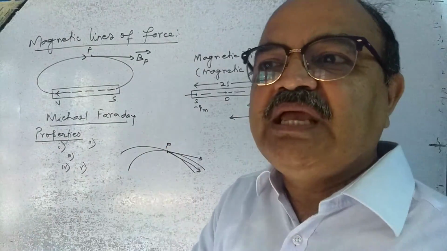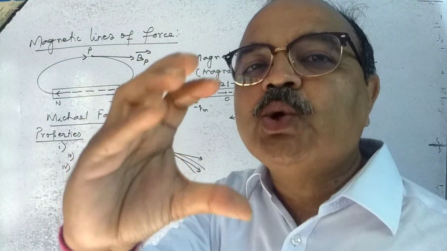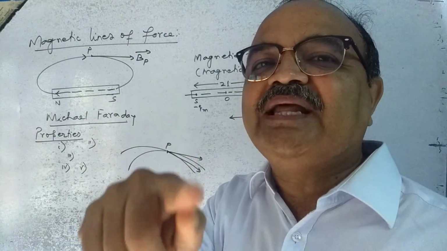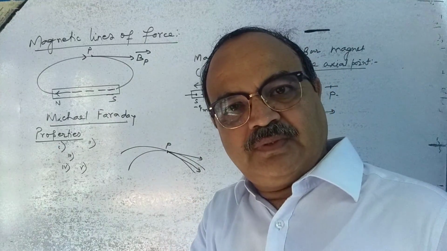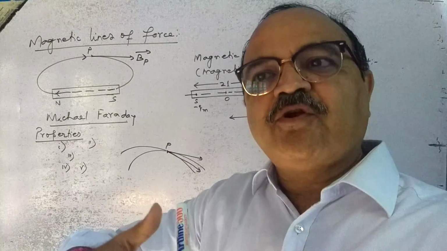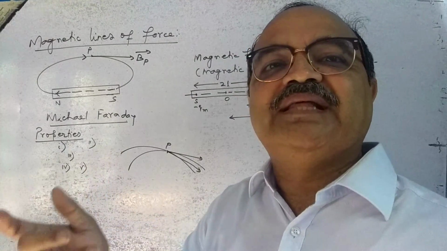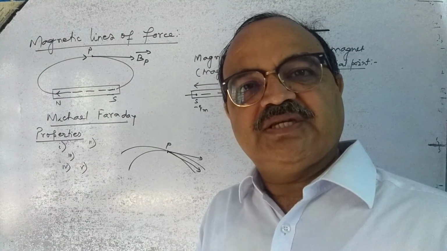That means if in a particular region magnetic lines of force are very close to each other, there the magnetic field intensity is stronger. Whereas if at a place they are very much away from each other, then they are weaker. Magnetic field intensity is weaker.